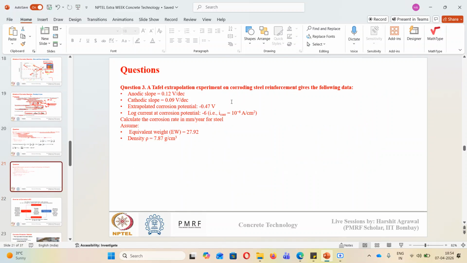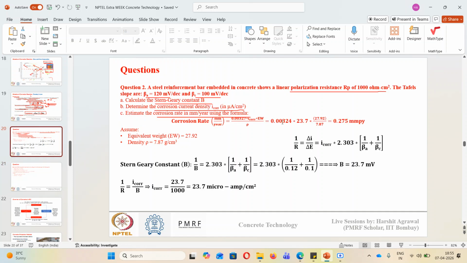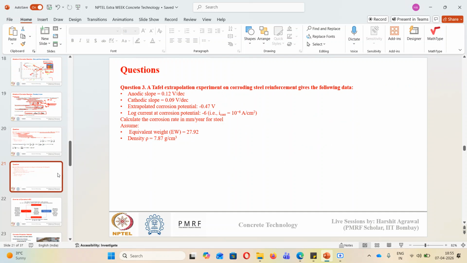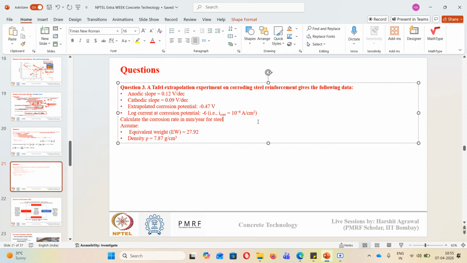There is one more similar question that I will advise you to try on your own. Again, I have given you the Tafel extrapolation factors beta a and beta c values, the overpotential value, and the current density, and you need to calculate the corrosion rate. You know the relationship, just give it a try. The answer I will just tell you: it will come out to be 0.0116 mmPy. You know all the data required for the calculation. If you are not able to get the answer, you can discuss with me in the next class.